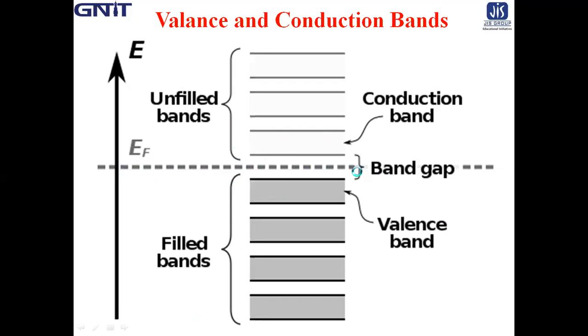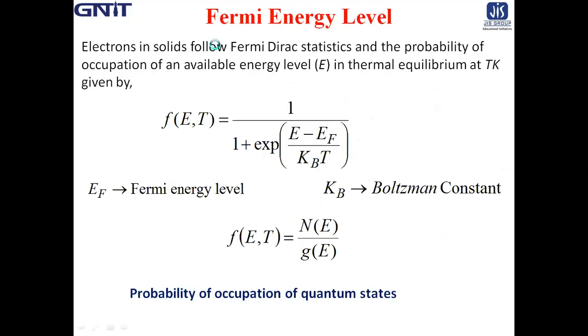Now here, in between the valence band and conduction band, a dotted line is present, which is called the Fermi level or Fermi energy level. So what exactly is the Fermi level? In the next slide, we discuss the Fermi energy level.